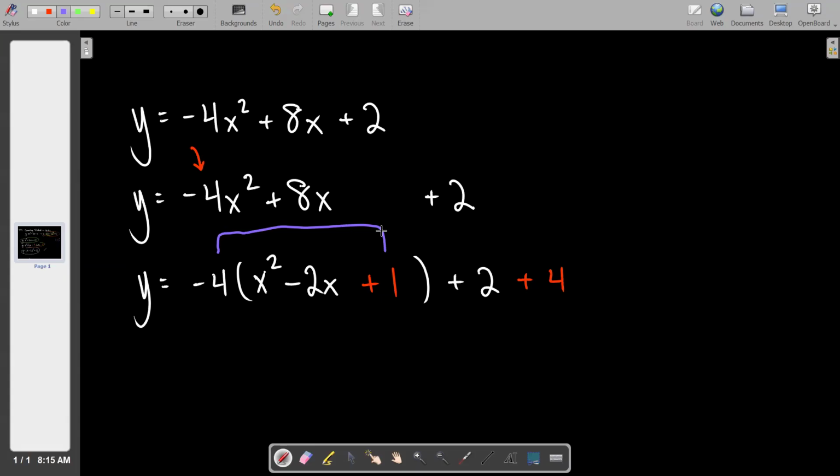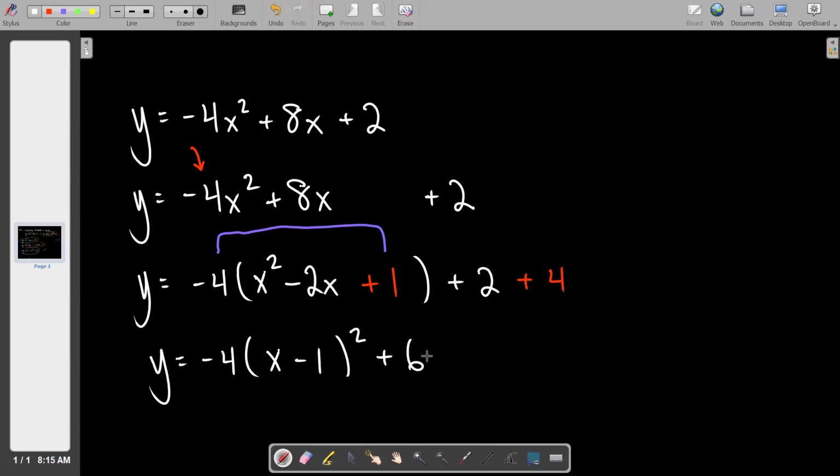Okay, the rest is just factoring. So the work is done. Now you just have to tidy it up. So our answer is going to wind up being y equals negative 4 times what squared? X minus 1 plus 6. Done. Are you comfortable at this point?